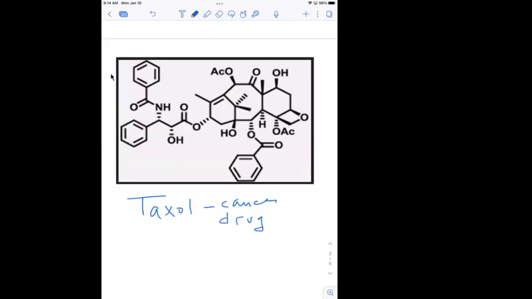It's a chemotherapeutic. It's harvested from the Pacific yew tree. It takes about 100 years for one of those trees to grow, and it's harvested from the bark of the tree. Even if you take the bark, you're only going to get a few milligrams. So this had to actually be synthesized in a lab, and the novelty of the synthesis is the fact that you have multiple chiral centers in this molecule.